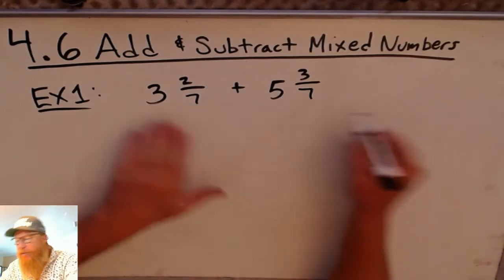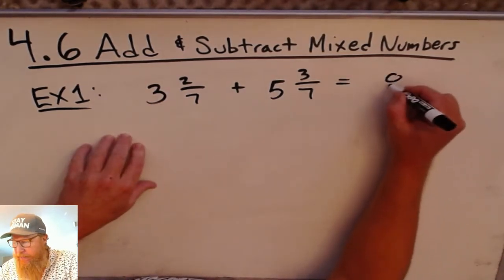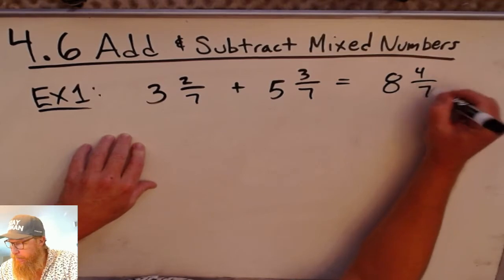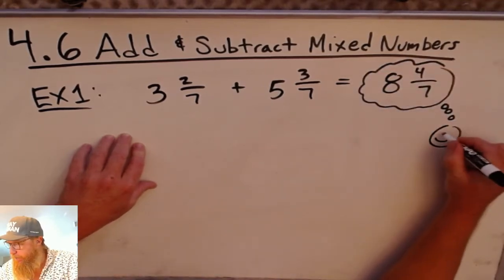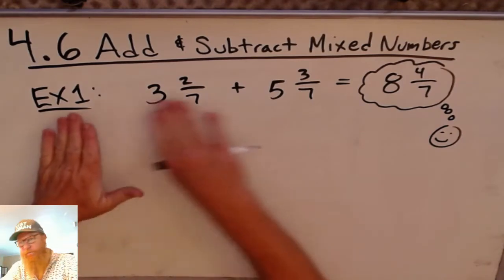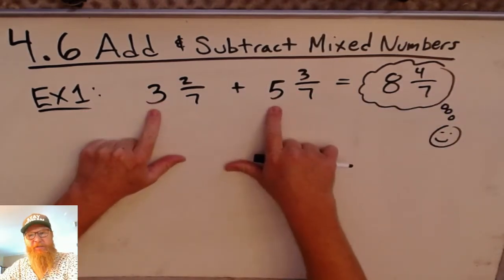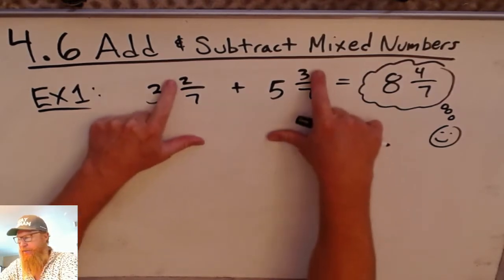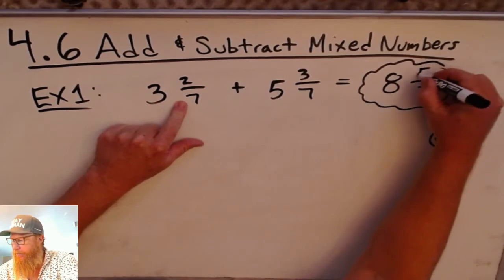You can do it horizontally if you're good with mental math. So if you have good mental math skills, you can just read the question, write down the answer. 5 plus 3 is 8. And then 2/7 plus 3/7. Oh, I screwed up. That's 5/7.